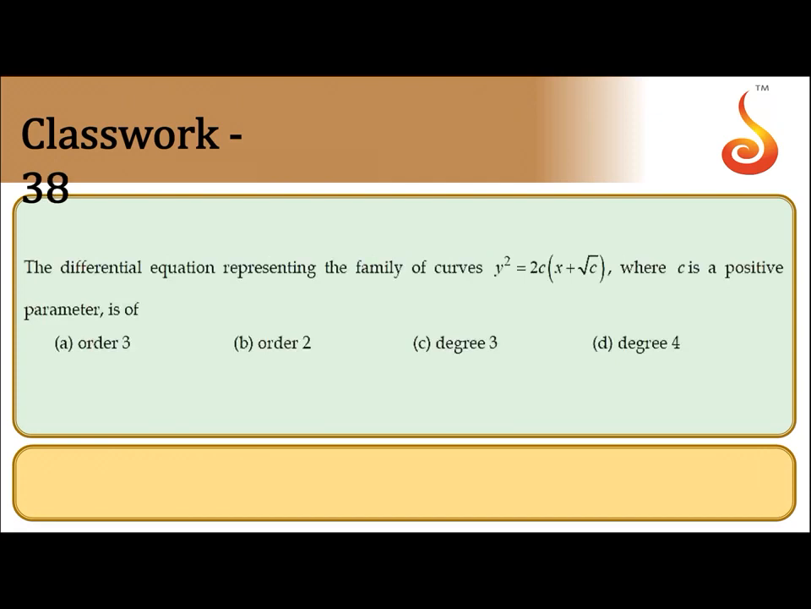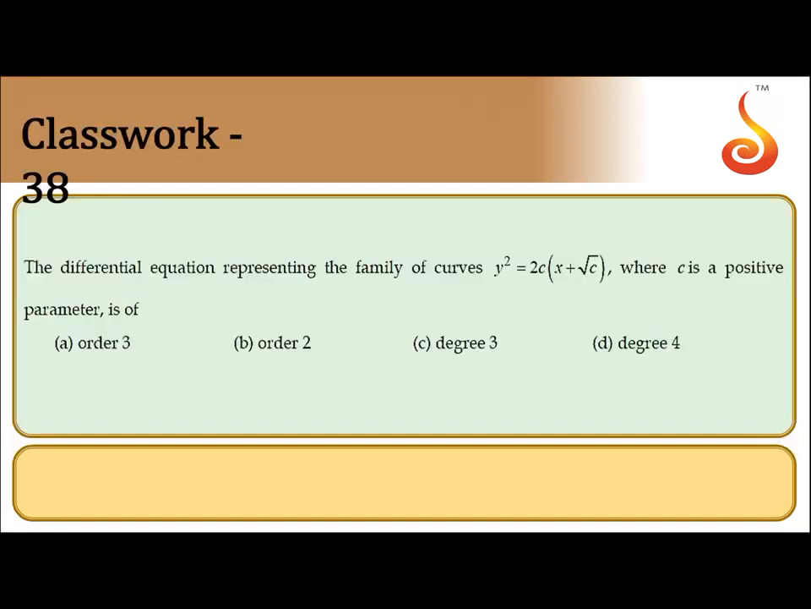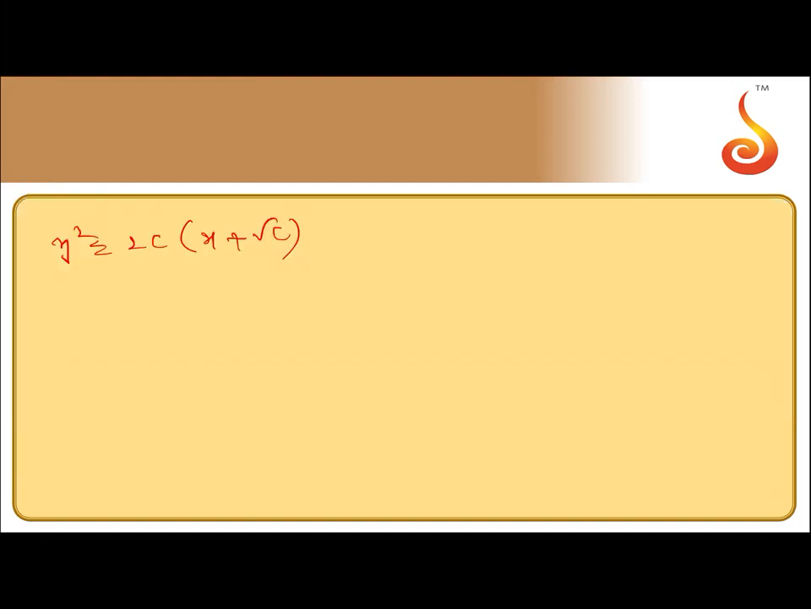Coming to the next one, the differential equation representing the family of curves y square is equal to 2c multiplied by x plus root c, where c is a positive parameter. You are asked to find its order and degree. Definitely as a single parameter is there, this is supposed to be of order 1, but order 1 is not there. So we need to check the degree. Is it 3 or 4? So let us verify that one.